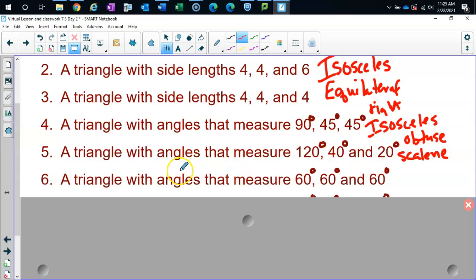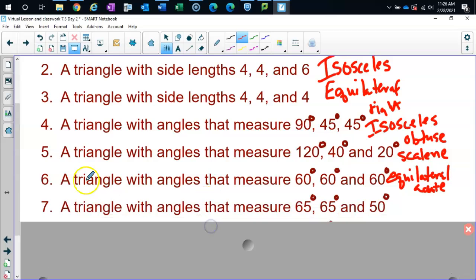Number 6, a triangle that has angle measures 60, 60, and 60. You really only need 1 word for this triangle. Go. All right, you should have said that this is equilateral. Now, if you said acute equilateral, that would also be marked right, but you don't need to because everybody knows an equilateral triangle has 3 acute angles.